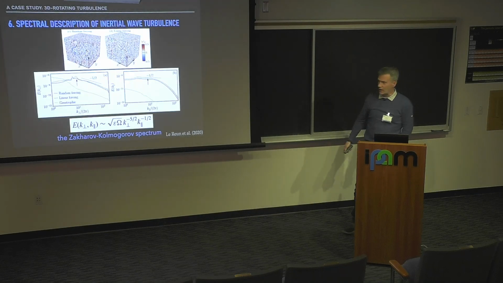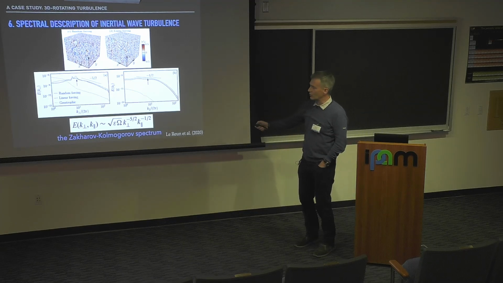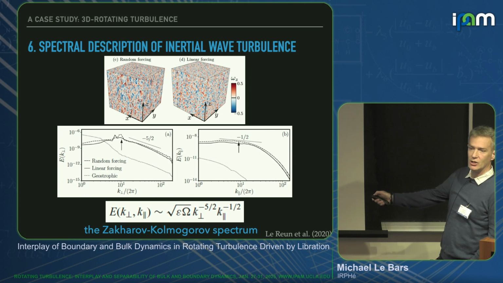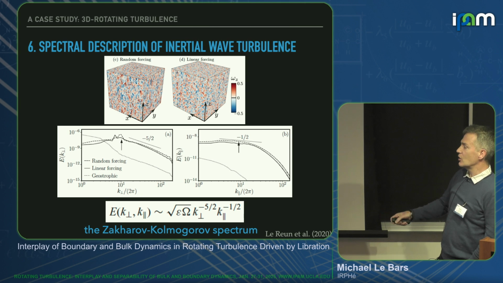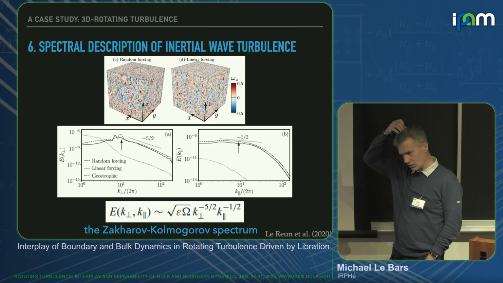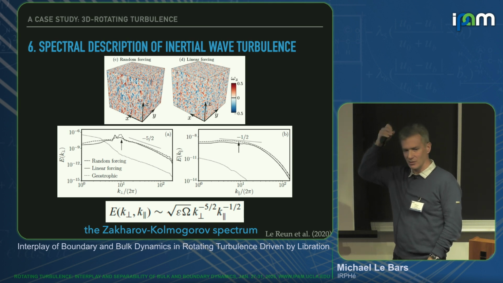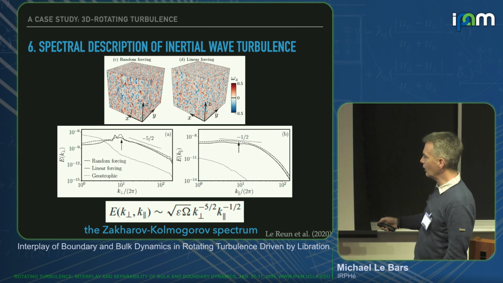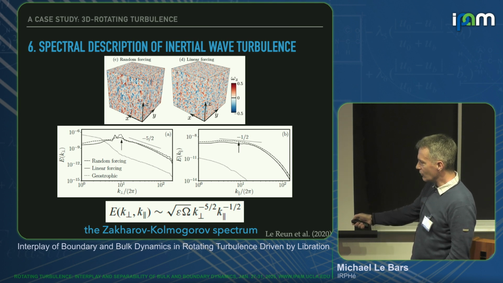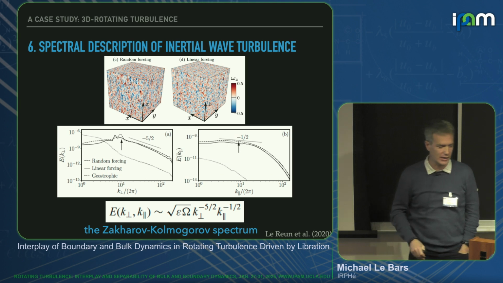Can we test that in the lab, in numerical simulation? Of course, the answer is yes. Those are the results for both the random forcing and the tidal forcing I showed you before. It's not perfect, but it's already a simulation at Ekman number 10 to the minus 7.5. That was the best we could do. And you see that, for sure, we have an anisotropic spectrum, and the slopes are not so bad.